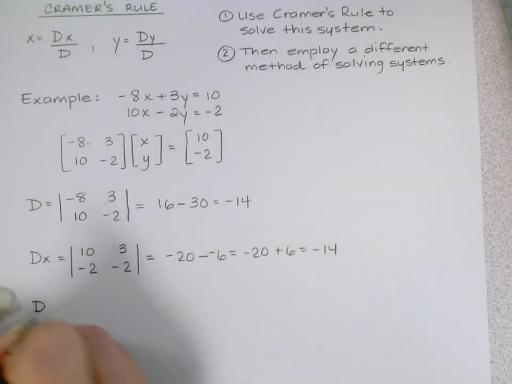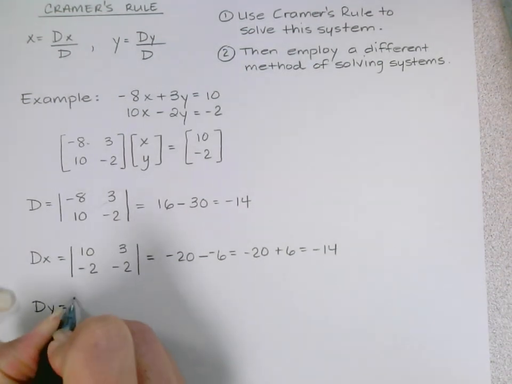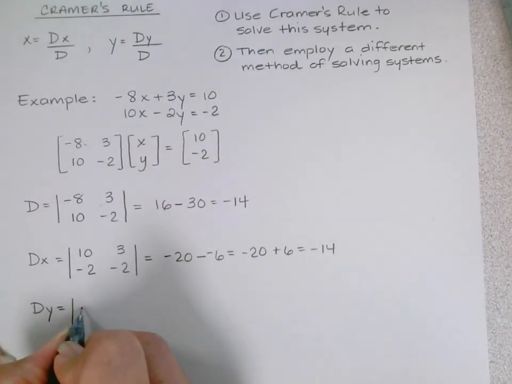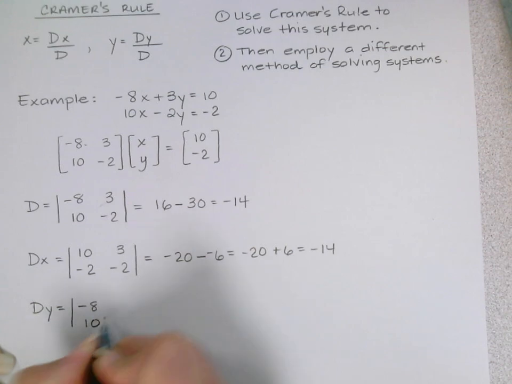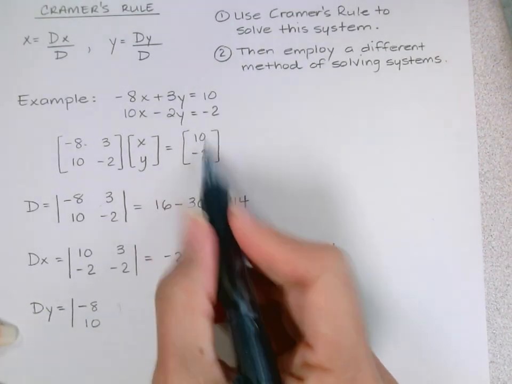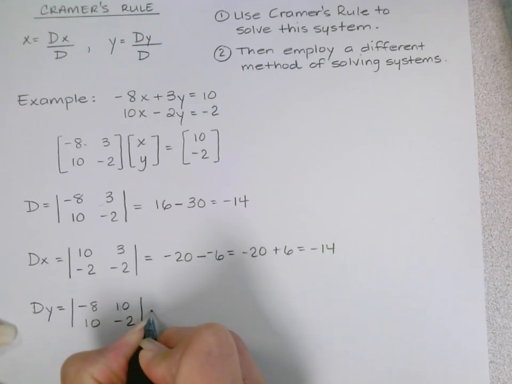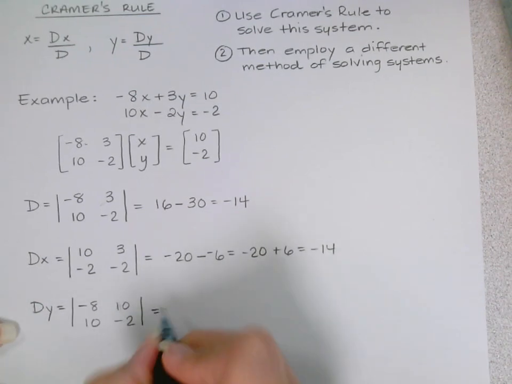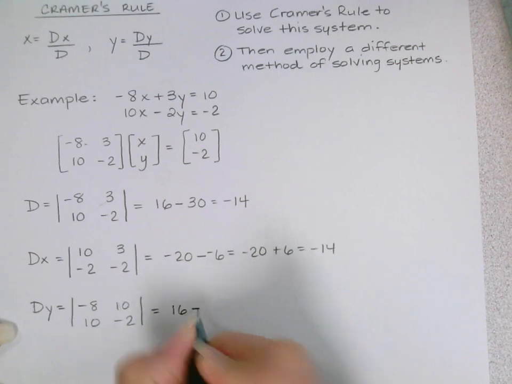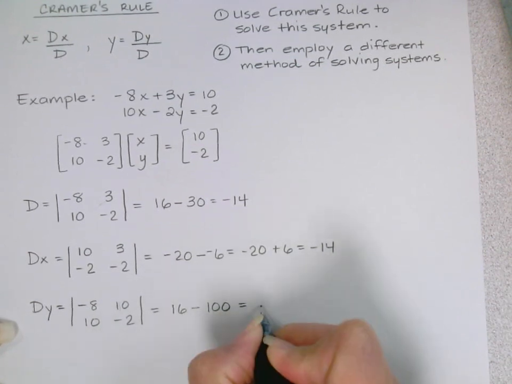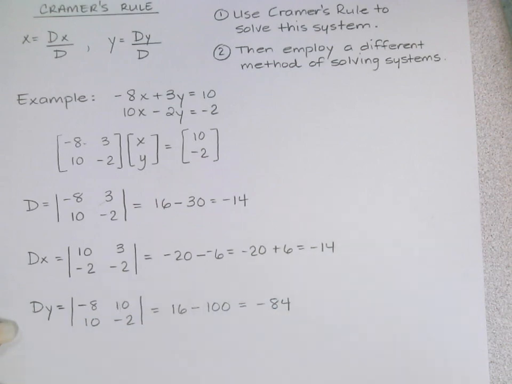Repeat, this time for our y. So we bring down this column, and this time replace this column with the constants, 10 and negative 2. Recalculate, negative 8 times negative 2 minus 10 times 10, and we get negative 84.